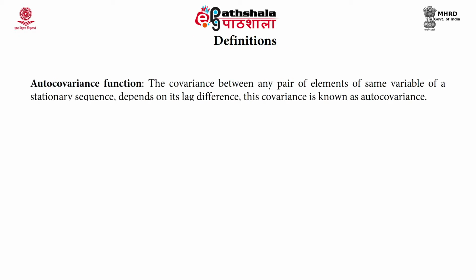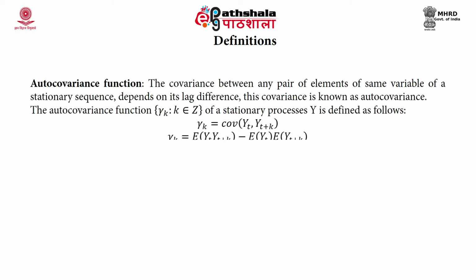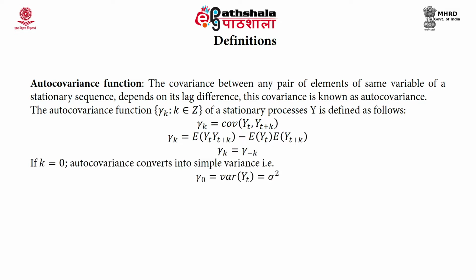Now come to the definition. Autocovariance function: the covariance between any pair of elements of the same variable of a stationary sequence depends on its lag difference. This covariance is known as autocovariance. The autocovariance function is defined as gamma k, where k is an integer, of a stationary process Y, defined as follows. Here gamma k is equal to expectation of yt and yt plus k minus expectation of yt and expectation of yt plus k. Also gamma of k is equal to gamma of minus k.